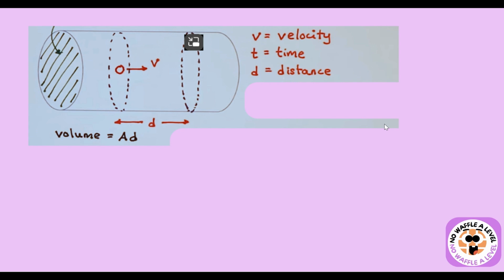and the volume, as we know, is always going to be equal to the cross-sectional area, this area here, multiplied by the distance to find the volume between these two bits. Now, we know that velocity is equal to the distance divided by the time, so it can be rearranged: distance is equal to velocity multiplied by time. Therefore we can rewrite the volume equation: the volume is equal to the area multiplied by the velocity multiplied by the time.